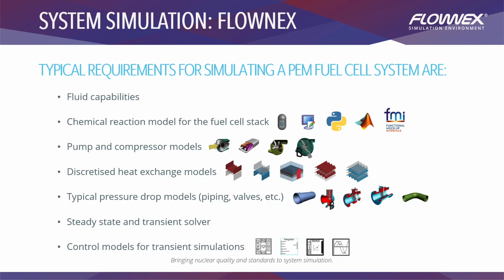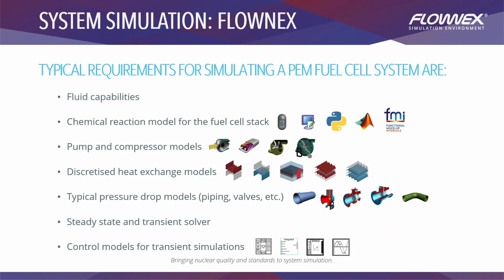Typical pressure drop models such as pipes, valves, and so on can also be included in Flownex. This ranges from basic to complex models if specific data is available. Flownex also allows for steady state as well as transient solving, including an implicit transient solver, which allows for very large time steps for long transients. Lastly, Flownex includes a large library with analog and digital controls.